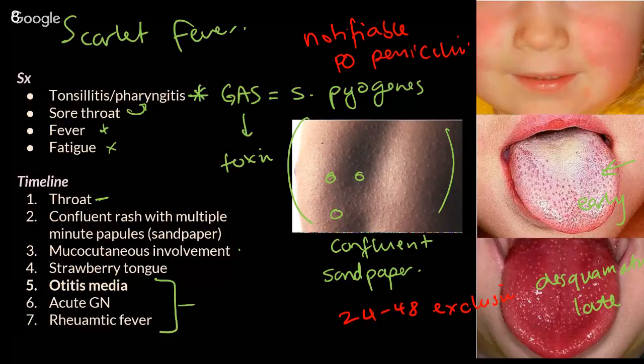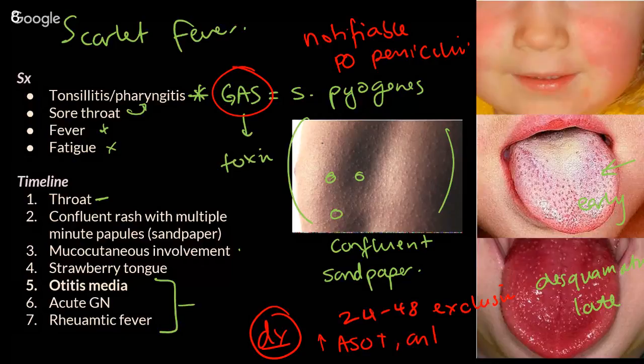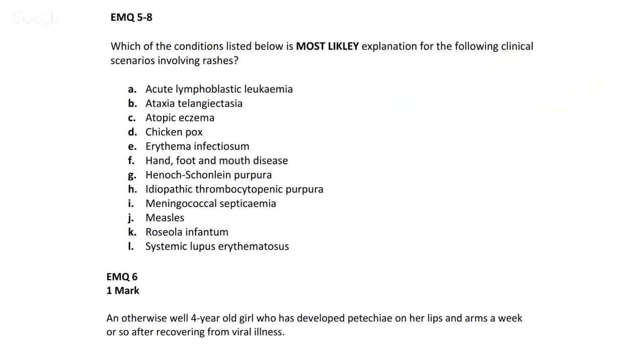How would you diagnose it? This is important because we're dealing with GAS here. You're looking for a raised ASOT titer, or anti-DNase B, your classical things from third year. I think it's third year. Okay, so now we've gone through our EMQ block. Now we can answer the questions.